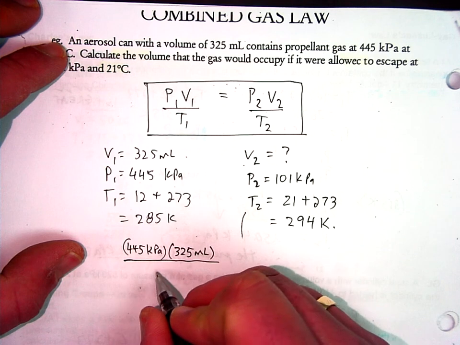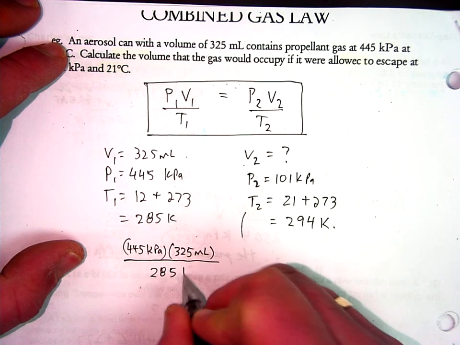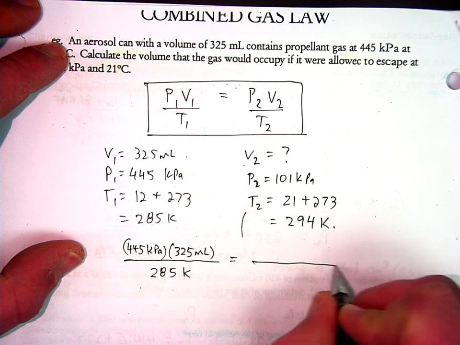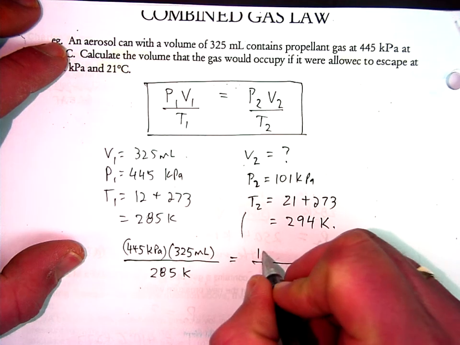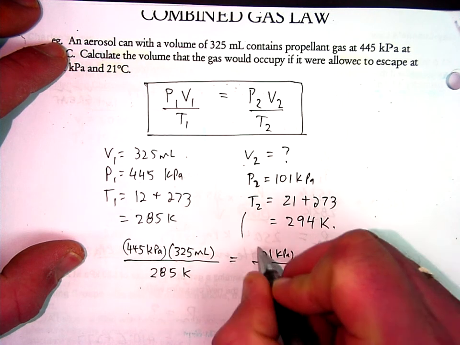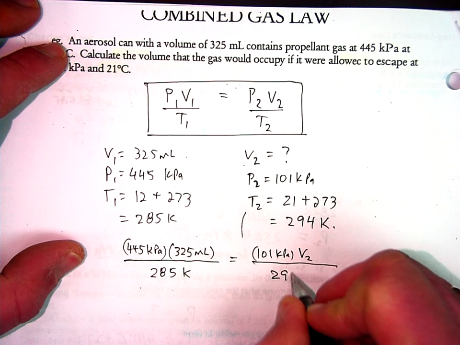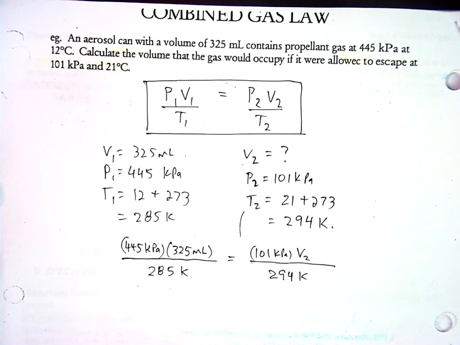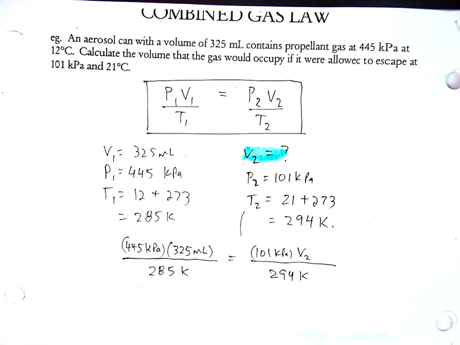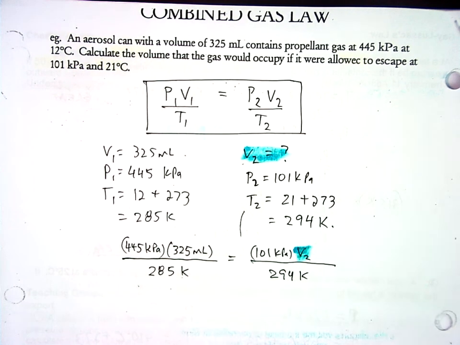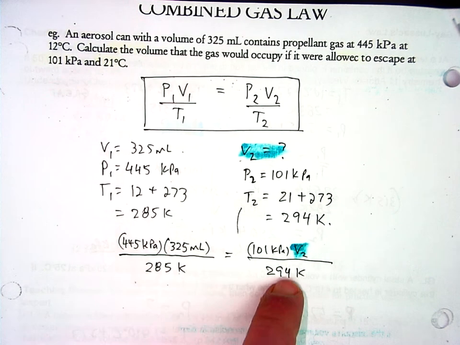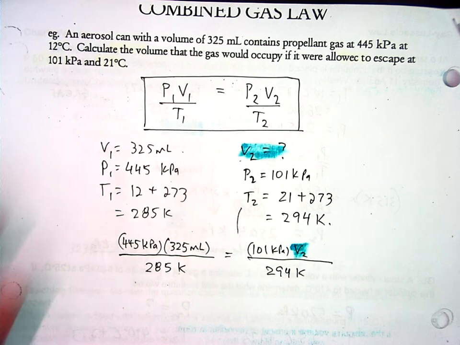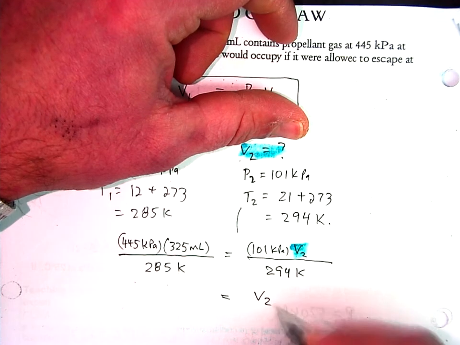Okay. We're just showing these more simple versions. Okay. We don't know what the volume is, but we do know what the pressure is. So volume 2, 294 Kelvin. Okay, we could do it a couple different ways. Okay, I don't know what the volume is, so I need to isolate the volume. I'm going to multiply by 294 and divide by 101. That's really all I need to do.